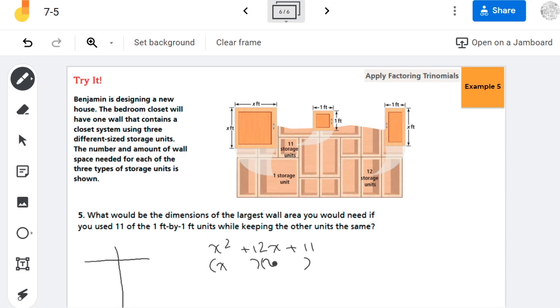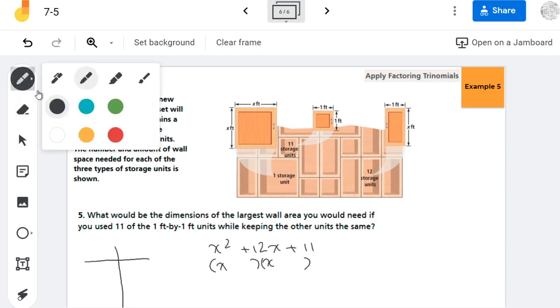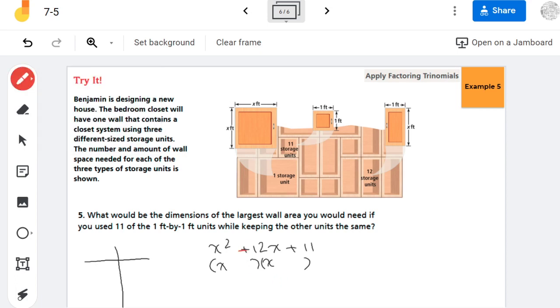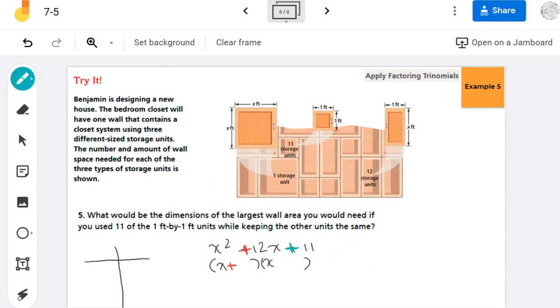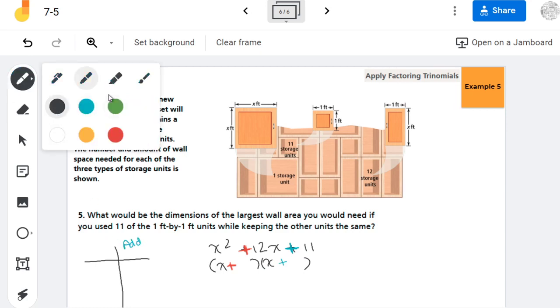So I fill in my x's for my double bubble. My first sign falls down. My second sign tells me if my signs need to match or be opposites. So because it's a plus, these have to match. It also tells me that I'm adding when I fill out my factor table.